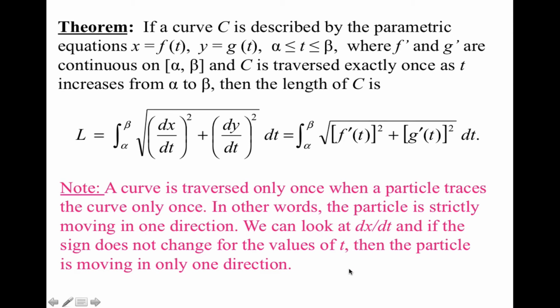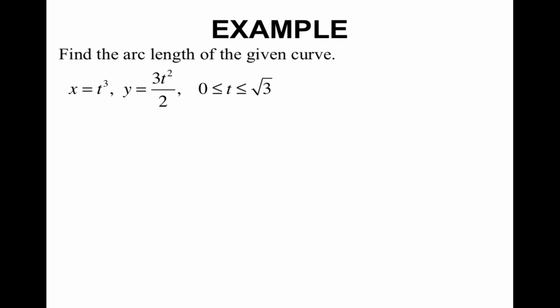Note, a curve is traversed only once when a particle traces the curve only once. In other words, the particle is strictly moving in one direction. We can look at dx dt, and if the sign does not change for the values of t, then the particle is moving in only one direction. All right, so let's take an example.